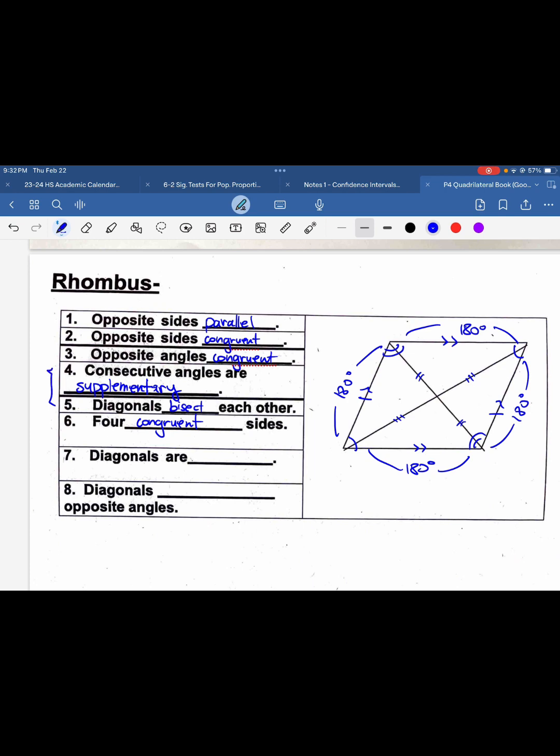So these first 5 properties are actually the properties of a parallelogram. So rhombus falls under the umbrella of parallelogram. Now, things that are unique to the rhombus. We've already talked about how all 4 sides are congruent. We also know that diagonals are perpendicular. And diagonals bisect opposite angles.